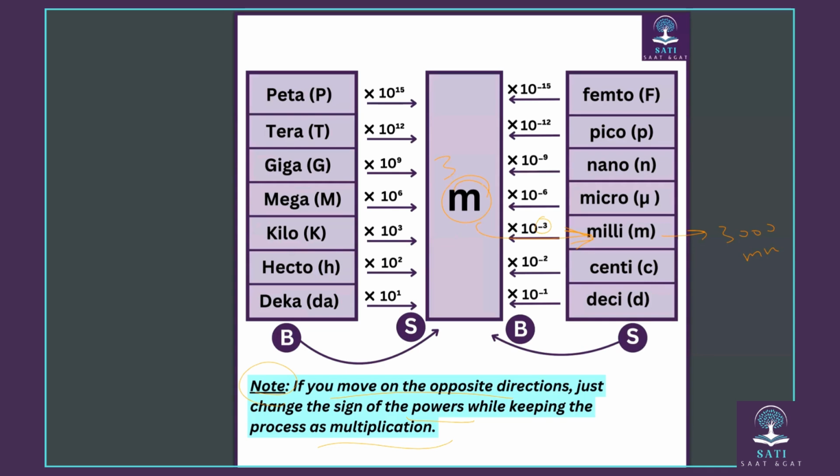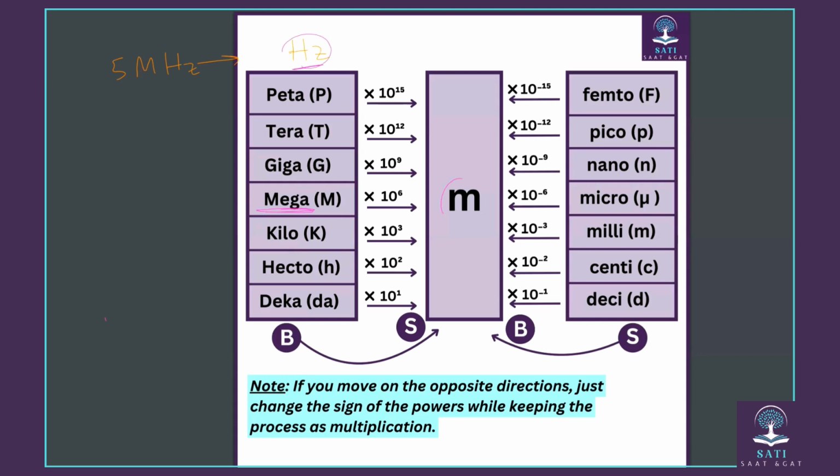Okay, let's take examples now. If I give you 5 megahertz, it equals how many hertz? This is the unit of frequency. So I have 5 megahertz and I want to convert it into hertz. Where is mega now? This is mega, you see? And I'm going to change it from megahertz into the hertz itself.